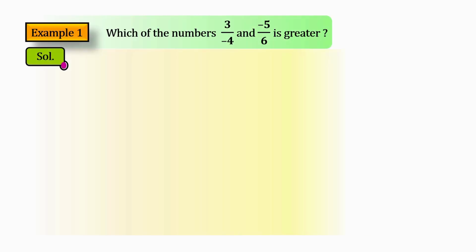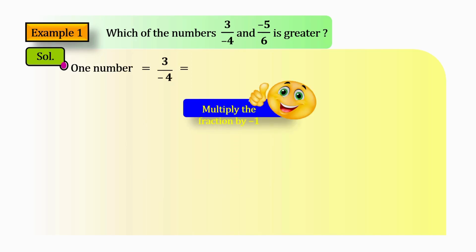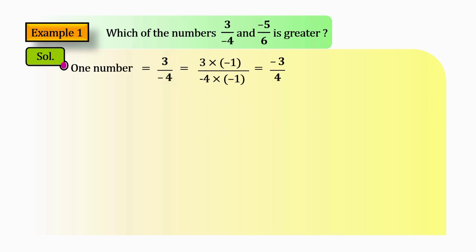Now module number 17. Example 1. Which of the numbers 3 by minus 4 and minus 5 by 6 is greater? Now let us take the solution step by step. So first we write each of the given numbers with positive denominator. In this case the denominator is negative, so we have to multiply the fraction by minus 1. We do the same minus 1 multiplication in both numerator and denominator.